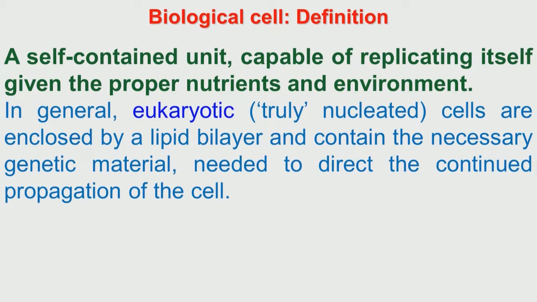That means, it can propagate from 1 to 2, 2 to 4, 4 to 8, like cells can undergo cell division. And cell division is possible only when proper cellular microenvironment exists. That means, the cell is provided with proper nutrients and environment.